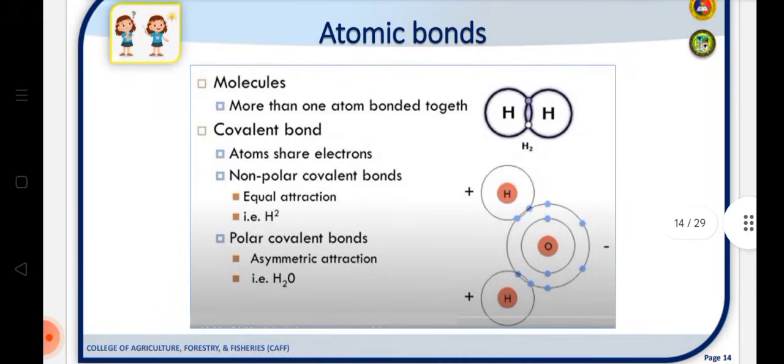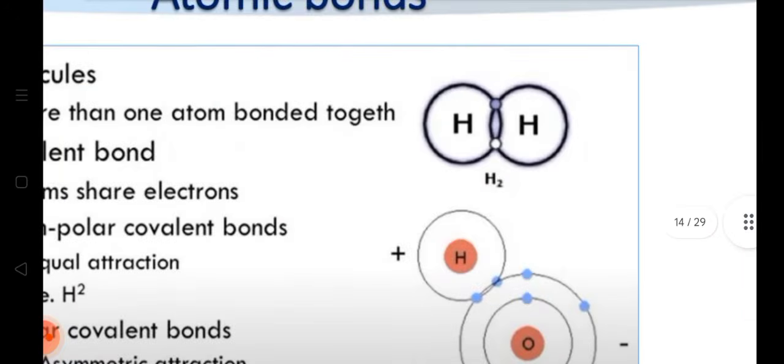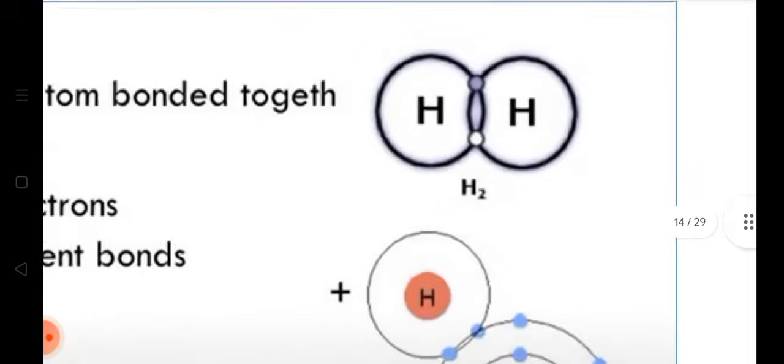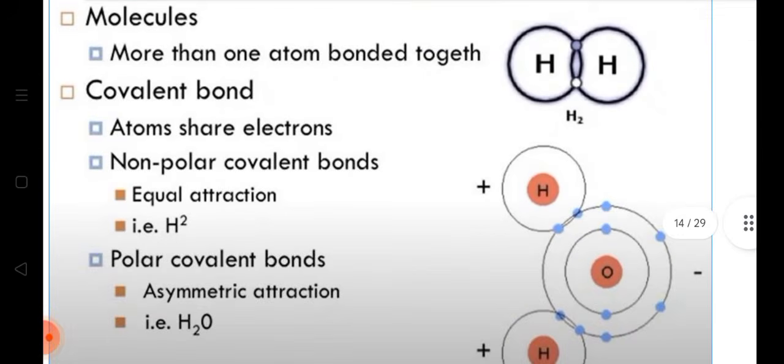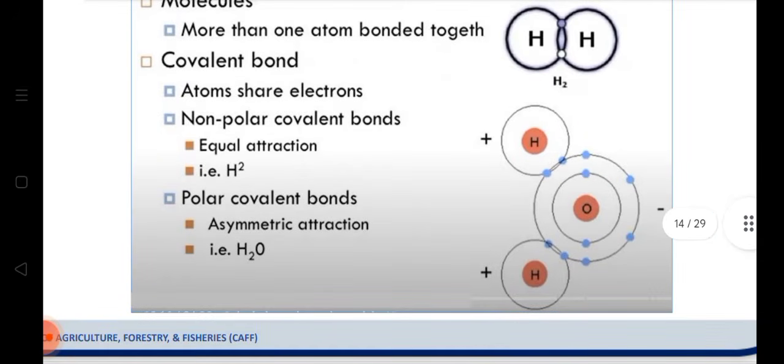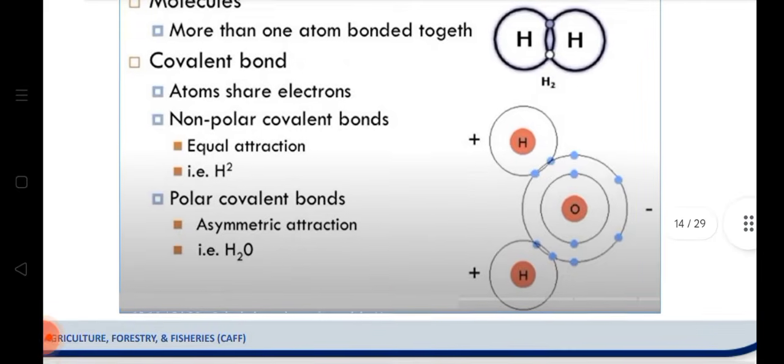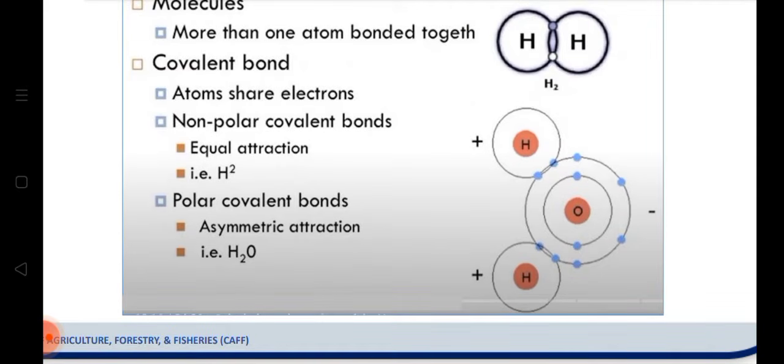Then we have atomic bonds. So molecules, more than one atom is bonded together. So for example, we have a hydrogen atom and another hydrogen atom. They are bonded together. So all together they form H2 molecules. Then we have the term covalent bond. And in organic chemistry, we're familiar that covalent bond refers to sharing of electrons, or covalent bonds form when two atoms share electrons to achieve stability.